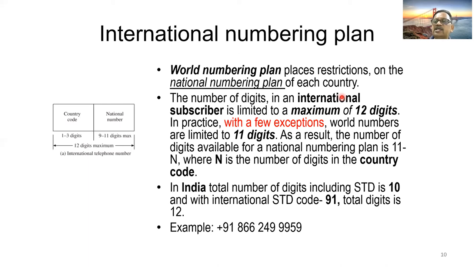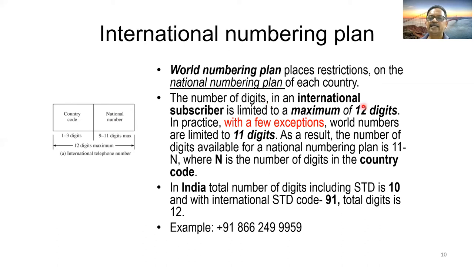Depending upon the zone code and the country code, the digits of the national numbering scheme have to be adjusted, or you have to manage with the leftover digits only. Generally, a country code with more digits is given to smaller countries. If there are 3 digits for a country code, as we have seen for Maldives, 960, they have to manage with 9 digits. It is possible because it is a small country, the number of towns is less, and the number of exchanges is also less. So 9 digits are sufficient.